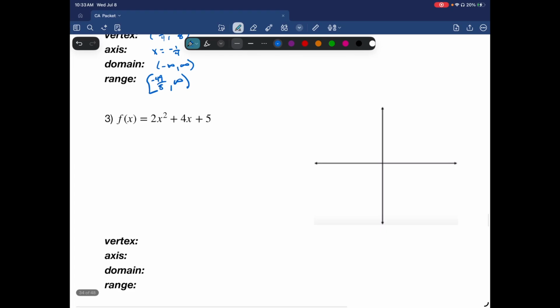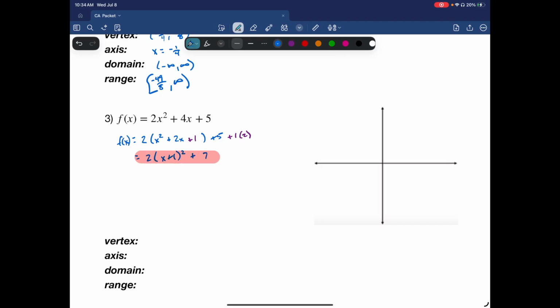All right. 3 will be the last one we do in this section, but it's the same kind of thing. I'm going to pull the 2 out of the x's. So I got 2 times x squared plus 2x plus 5. Half of 2 is 1, so I got plus 1. And then I got 1 times 2 because of the 2 out front. All right, so this is going to be 2 times x plus 1 all squared plus 5 plus 2 is 7. Okay, so that's my equation.